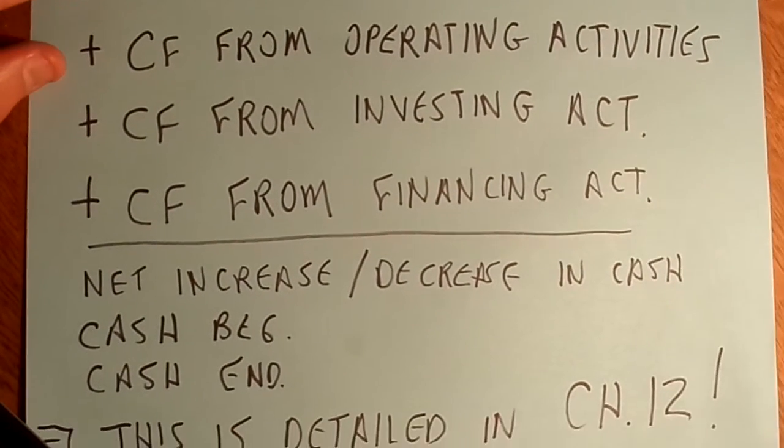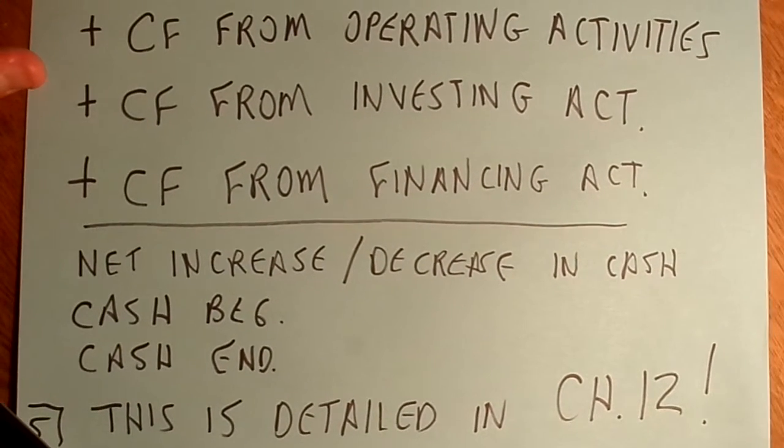Simply put, the cash flow statement is cash flows from operating activities plus cash flows from investing activities plus cash flows from financing activities. This provides a net increase or decrease in cash. We'll add this or subtract it from the cash beginning balance and arrive at the ending balance. And this is the form the statement will take. Let me know if you have any questions about preparing financial statements.